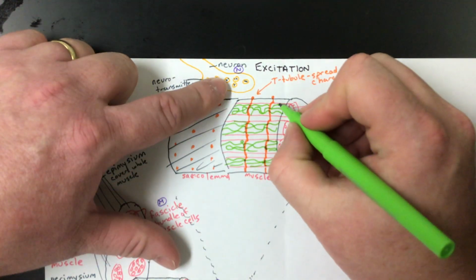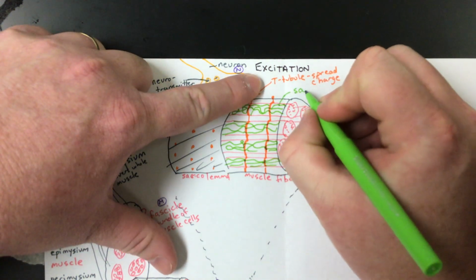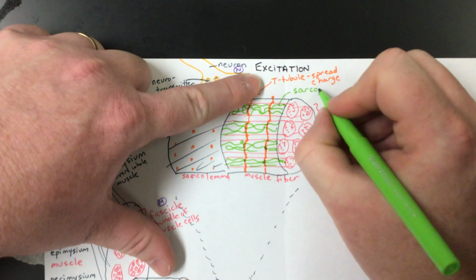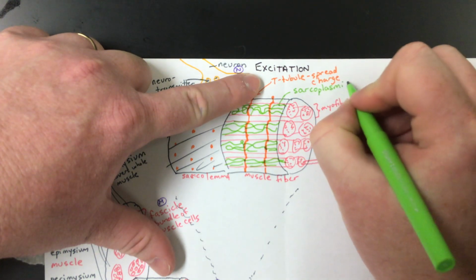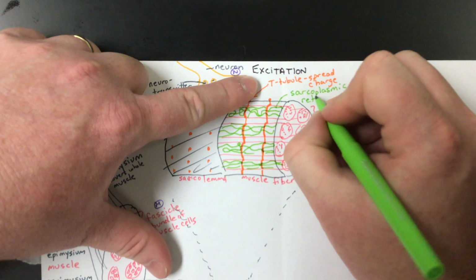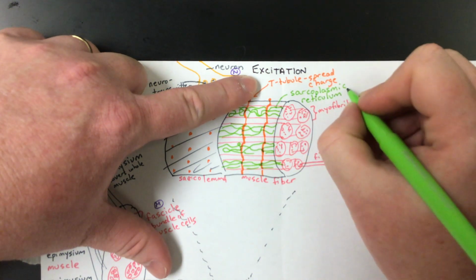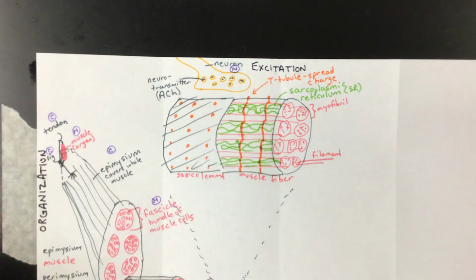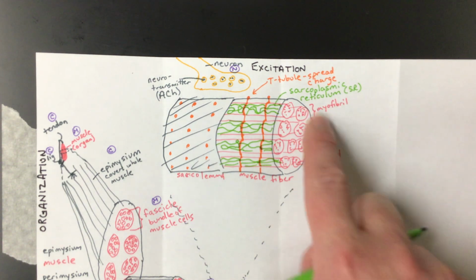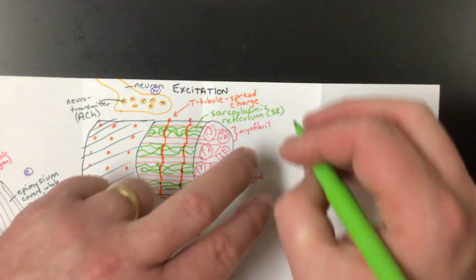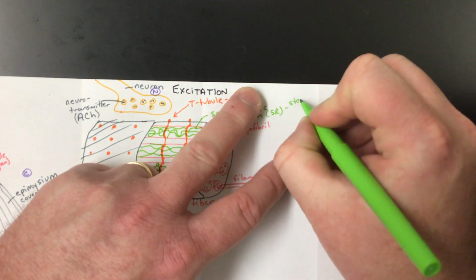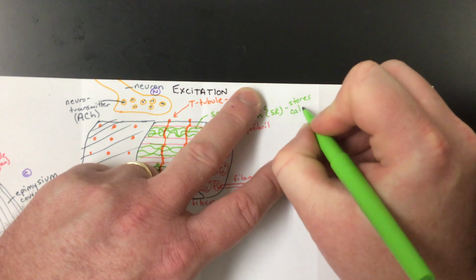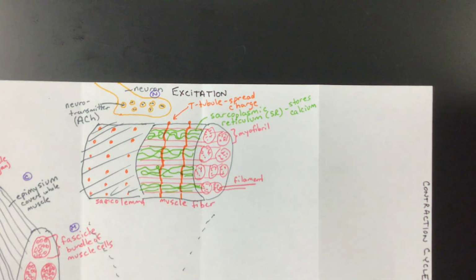So this structure in green is called the sarco, there's our muscle prefix again, sarcoplasmic reticulum. Or you can call it the SR. And it sounds like the endoplasmic reticulum. But remember, the endoplasmic reticulum has the job of making proteins, and the sarcoplasmic reticulum has a different job. Sarcoplasmic reticulum stores calcium. So calcium isn't just for bones, calcium is for muscles as well.